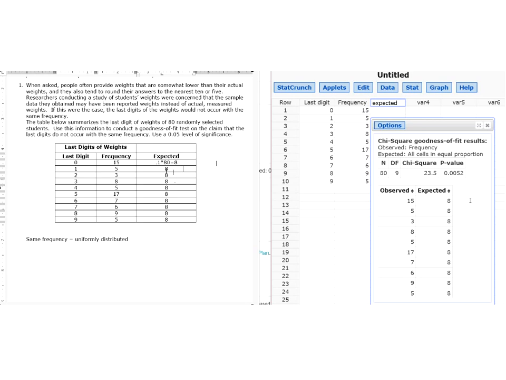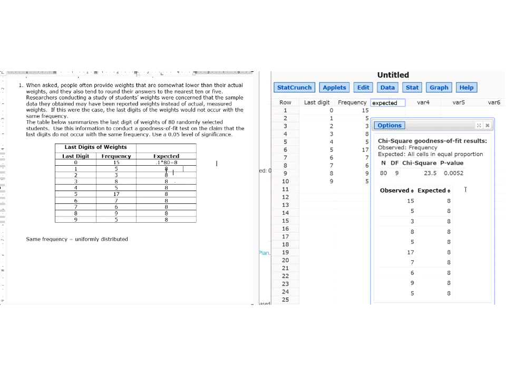So on your test, if it's asking you something like this and it wants you to fill in the expected values, if they're all equal distribution, you can go ahead and let StatCrunch do the work for you. It won't work if the distribution is different for each category, but if it's a uniform distribution, or if they're all supposed to be the same proportion, then you can get those expected values just by doing this.